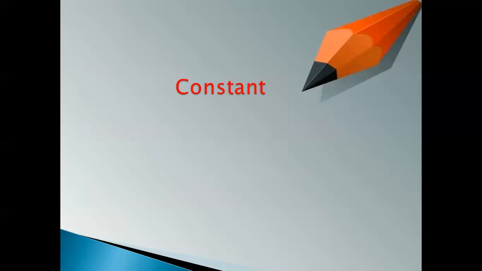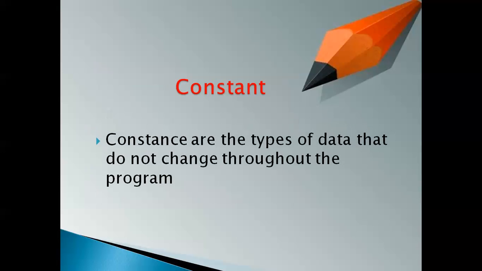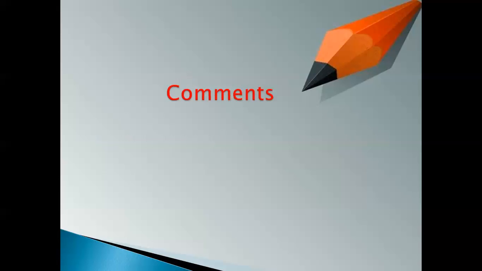Let's understand constant. Constants are the types of data that do not change throughout the program. Just now we learned about the variable. Variable data gets changed throughout the programming. But constant is a fixed value. It doesn't change during the program. Please keep it in your mind: variable and constant are just opposite. Variables get changed, constants are fixed.